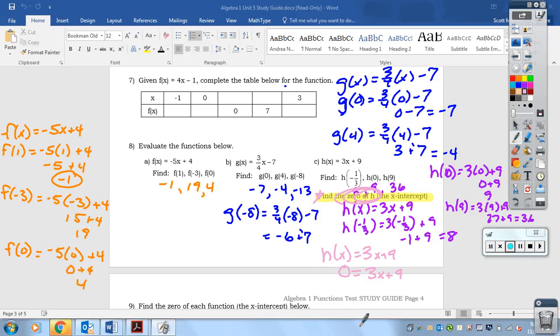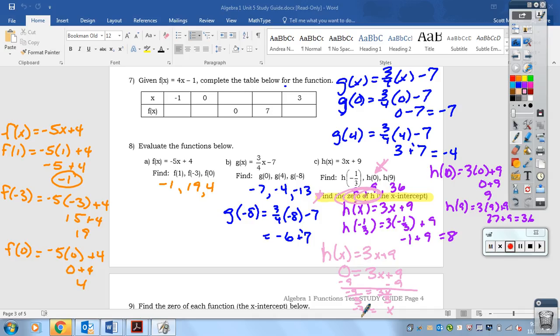It's not saying plug in 0 again. No, no, no. We already did that. It's saying what x would give us 0. So instead of h of x, we put 0. Now we're going to solve for x. Minus 9, minus 9. 3x equals negative 9. Divide by 3, divide by 3.